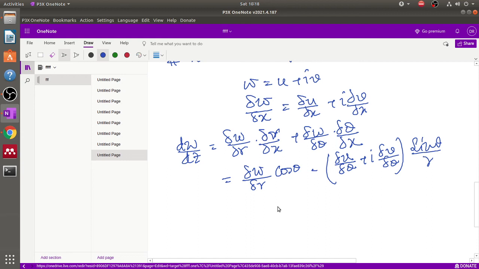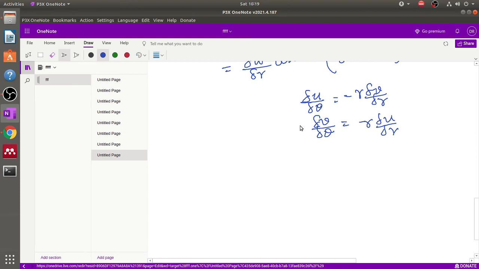Now we see that after some mathematical computation, if we put this value here, del u by del theta equals minus r del v by del r, and del v by del theta equals r del u by del r, then we get it in this form: cos theta minus i sin theta into del omega by del r. This is equation 1.